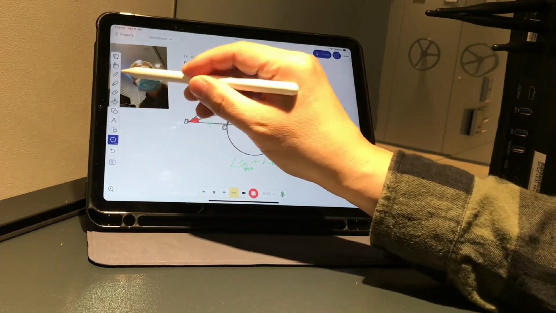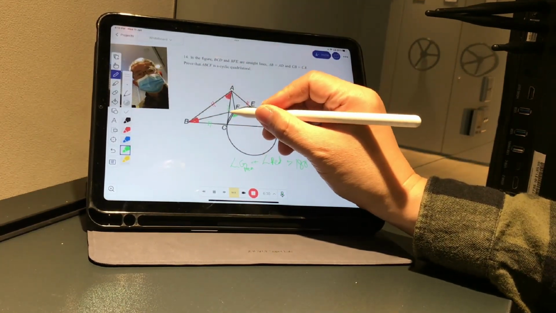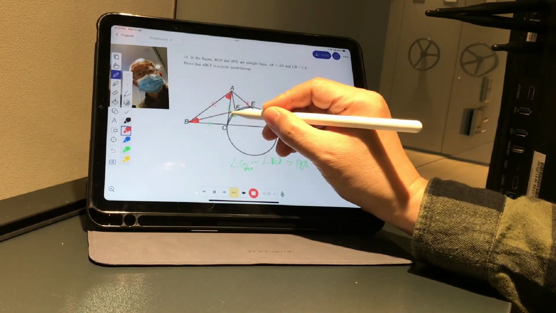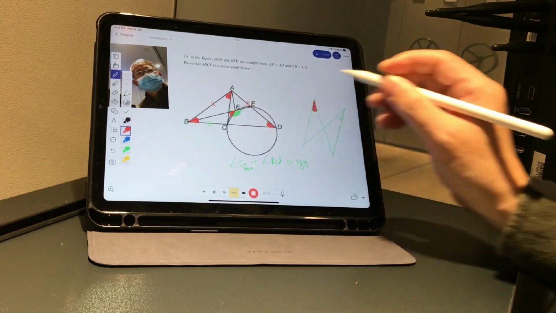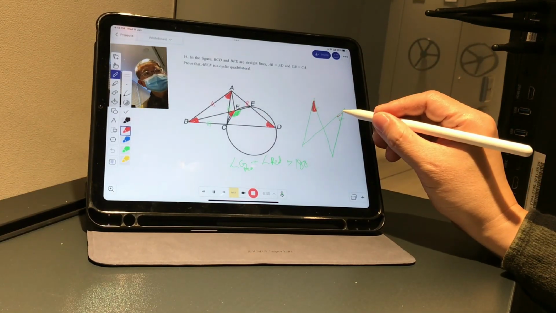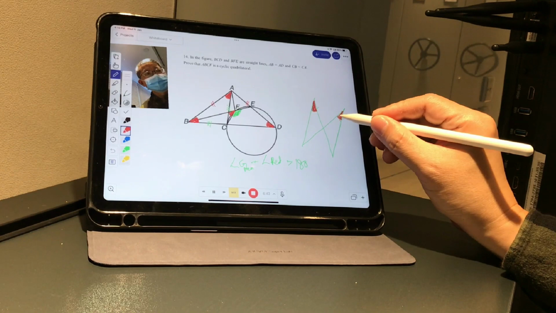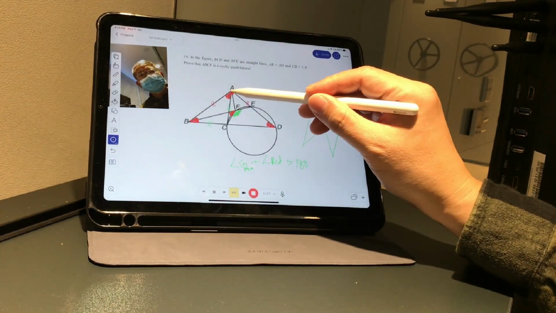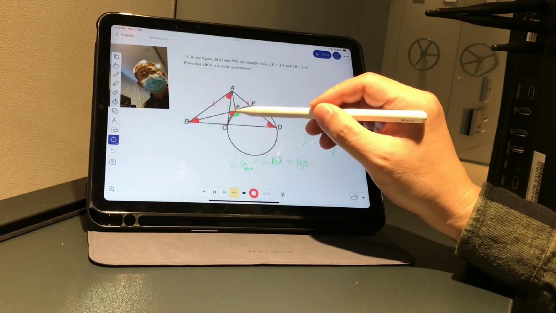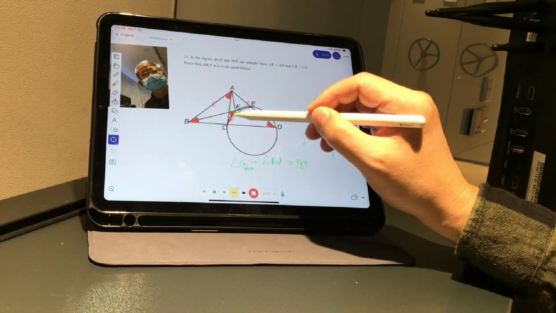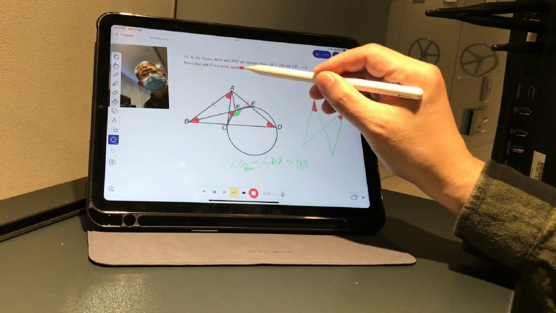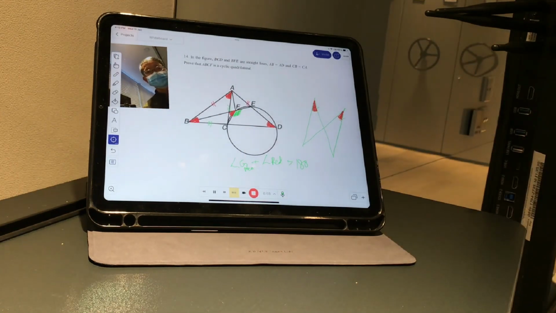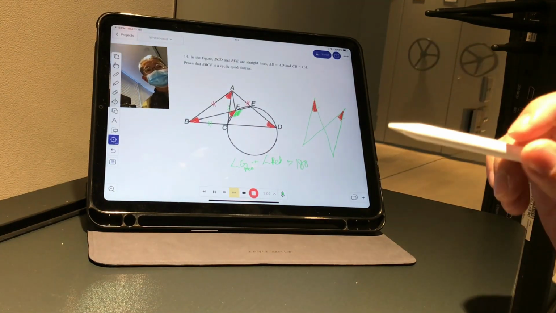So we know that this angle is also red. So we find that this is also red. So now we know that A, B, C, F is a cyclic quadrilateral. That's how we prove ABCF is a cyclic quadrilateral here. That's how we tackle the problem. So now you understand.